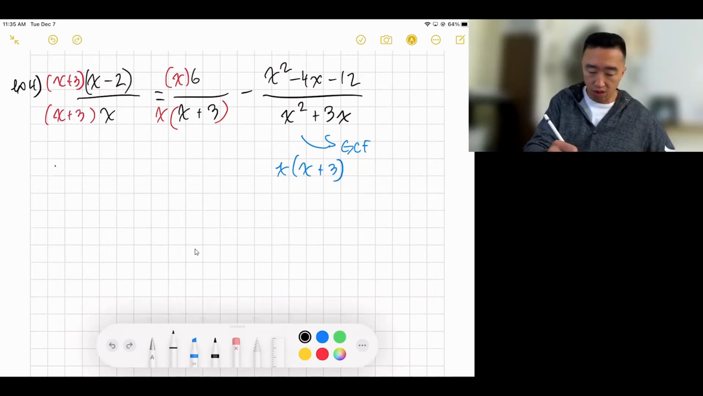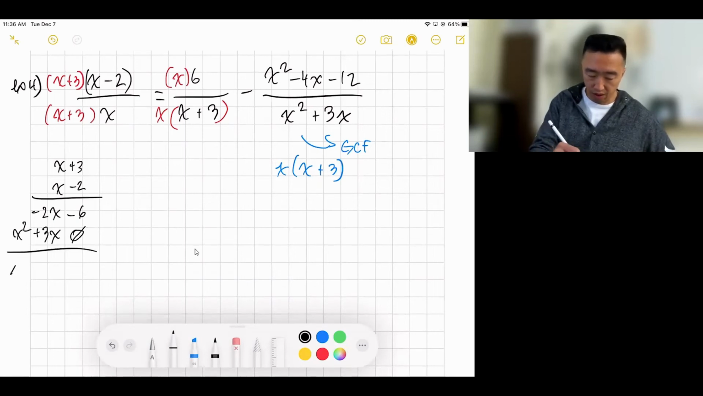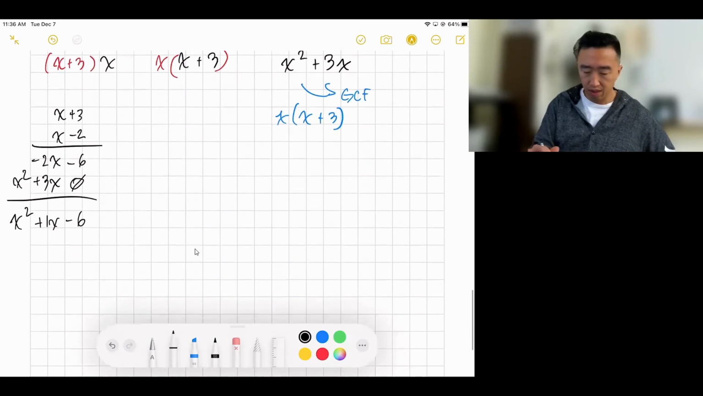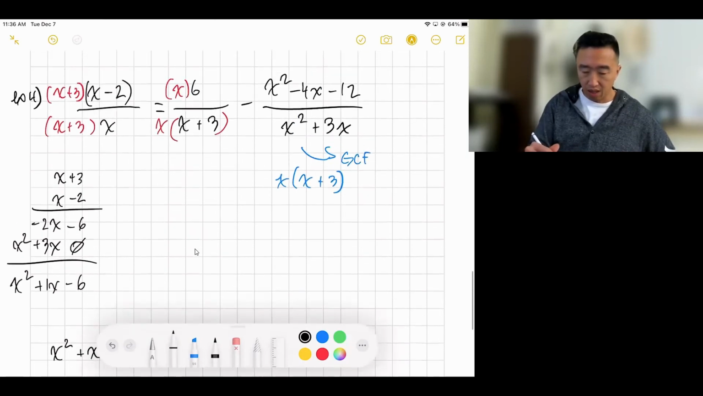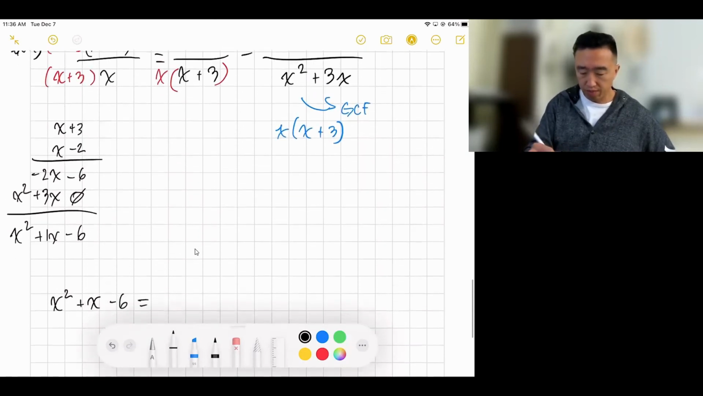If I were to do the x plus 3, x minus 2, I would end up with negative 6, negative 2x, positive 3x, and x squared. So I have x squared plus 1x minus 6, okay? So I have this x squared plus x minus 6 equals to, right?